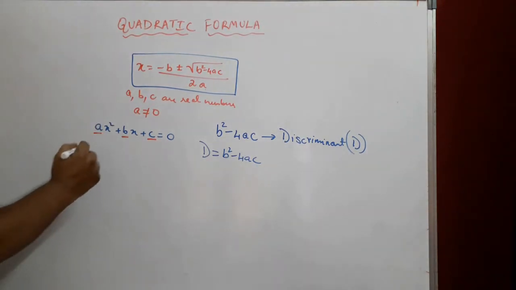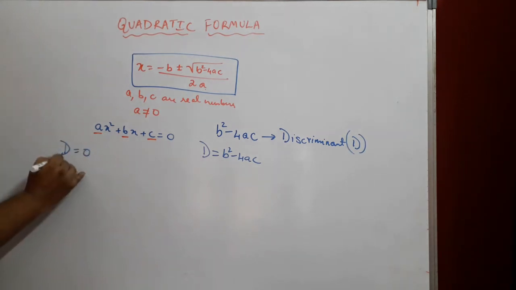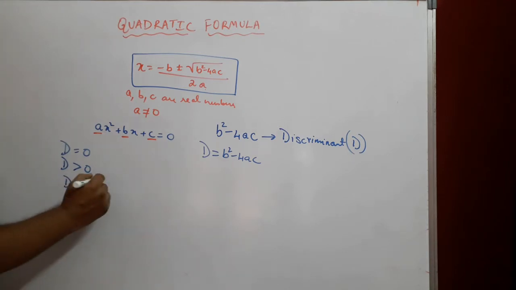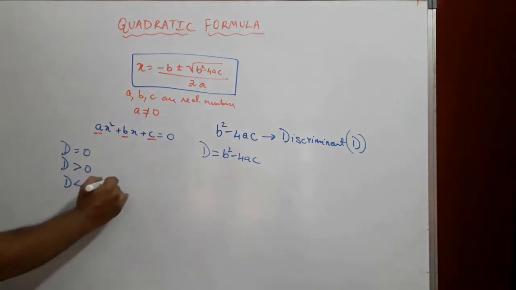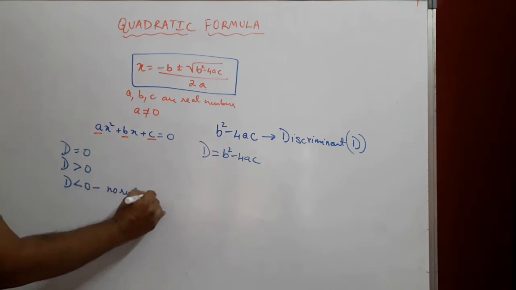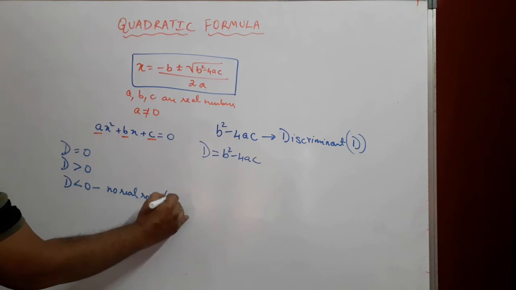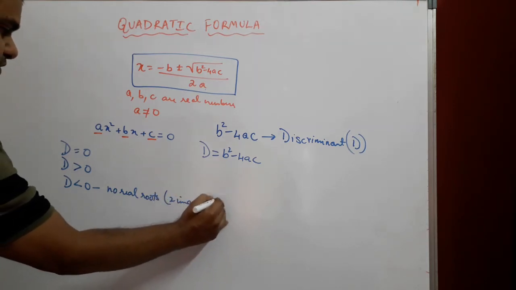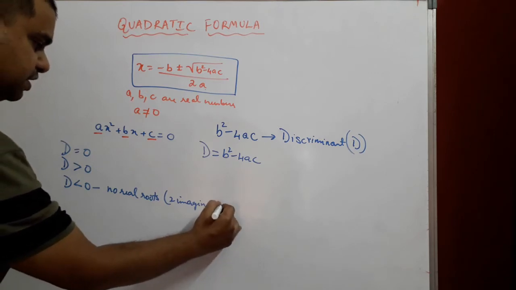If the discriminant is equal to 0 or greater than 0, then only we have real roots. If the discriminant is less than 0, which means it is negative, then the quadratic equation has no real roots, or it will have two imaginary roots.